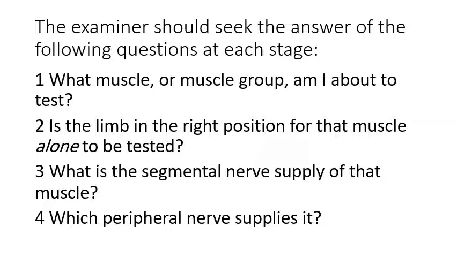So before starting examination, the examiner should be ready to answer the following questions. What is the muscle that he is going to test, or the muscle group, and whether the limb is in the right position that ensures that only the specific muscle is going to be tested, to avoid false results. What is the segmental nerve supply of that muscle? This means the roots that are involved in innervation of that specific muscle, and which peripheral nerve supplies it. For example, the biceps muscle receives peripheral nerve supply from the musculocutaneous nerve and segmental nerve supply or root supply by the 5th, 6th, and 7th cervical roots.